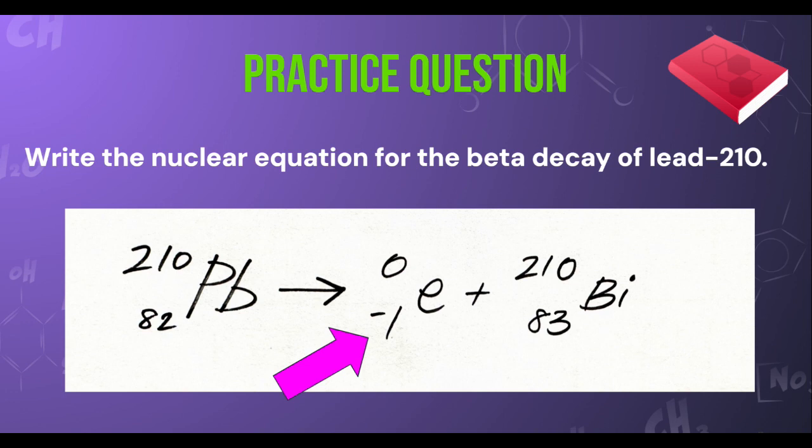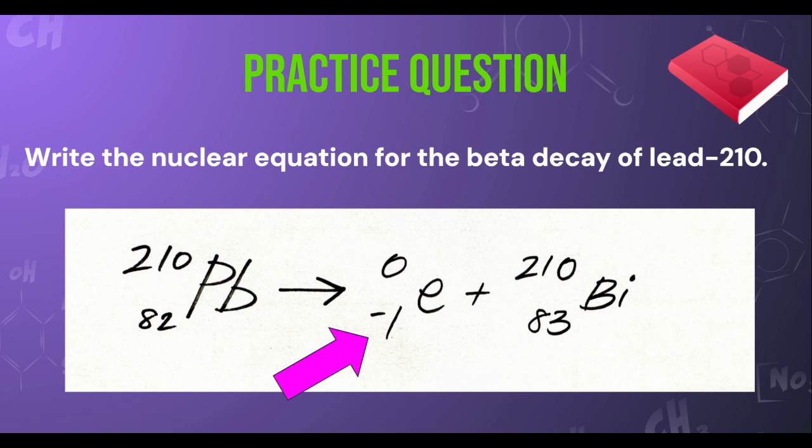So we have to ask ourselves, what number, when added to a -1, would equal the 82 on the left-hand side of the arrow? So of course, we're going to increase that number by 1 and go to 83. 83 minus 1 equals the 82 that we started with.